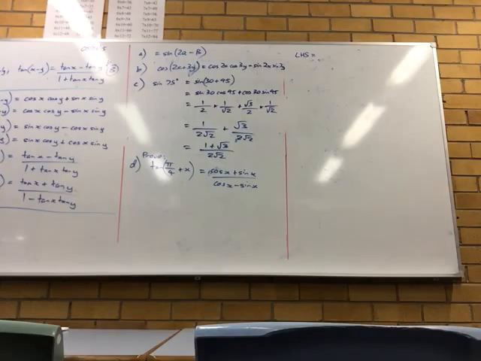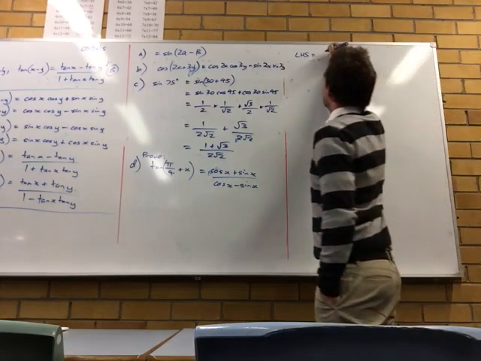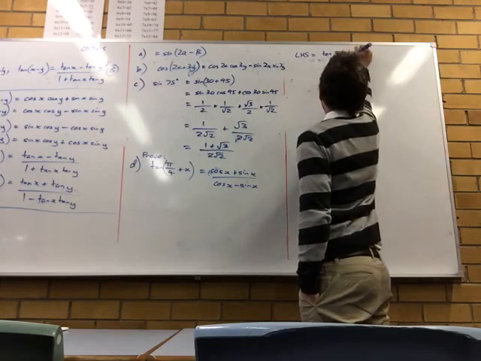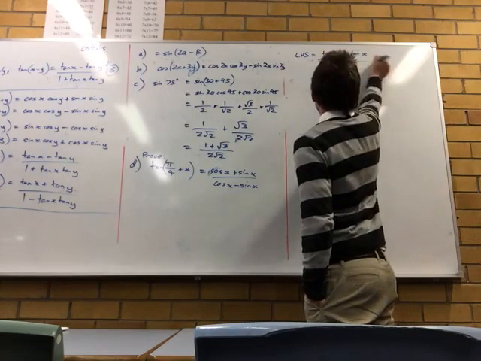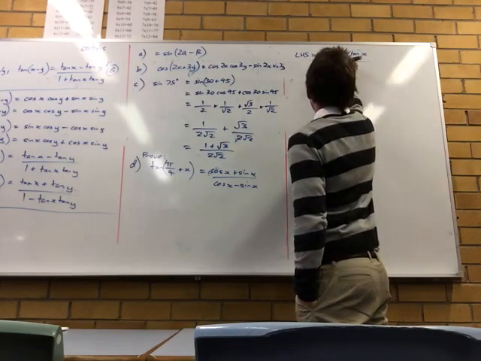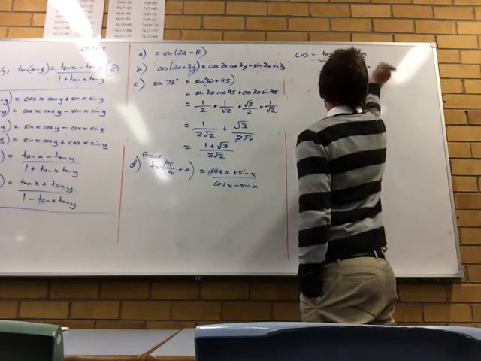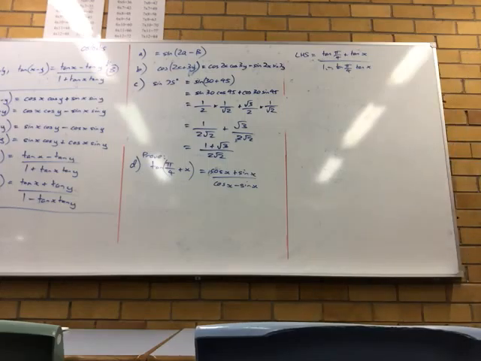Okay, so what's the expansion for the sum of two angles? Tan of x plus y. Alright, so I've expanded my tan of pi over 4 plus x using my expansion result of number 6. And what is tan of pi over 4?